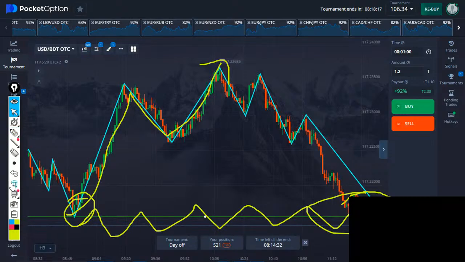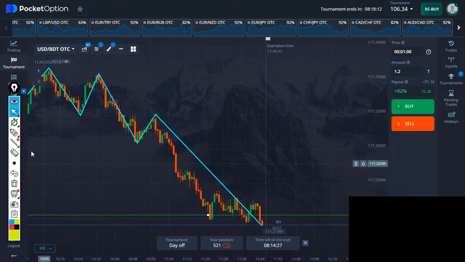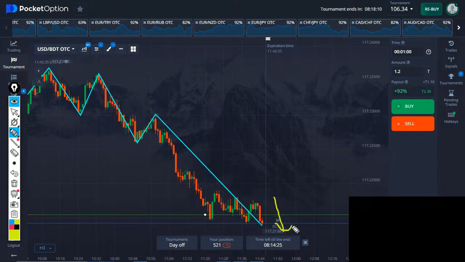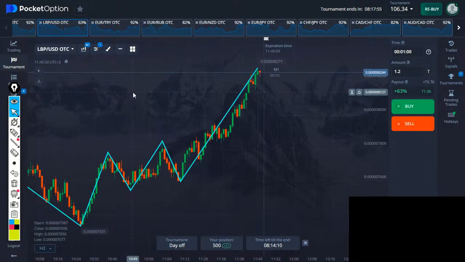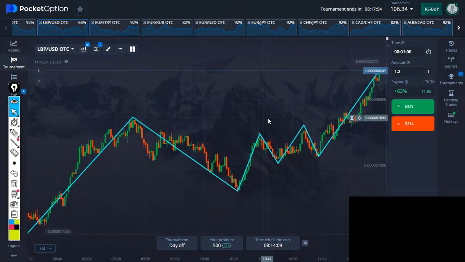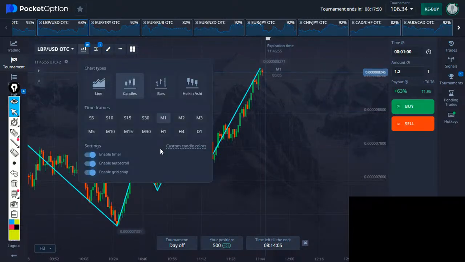Let me see what's going on. Okay, most probably it's breaching the zone and going even further down. I'll find something else. I need something. I'll be more picky today. Look at this. This is nice. Let me see on the 5 minutes chart.